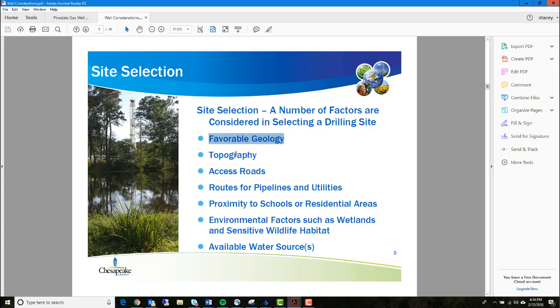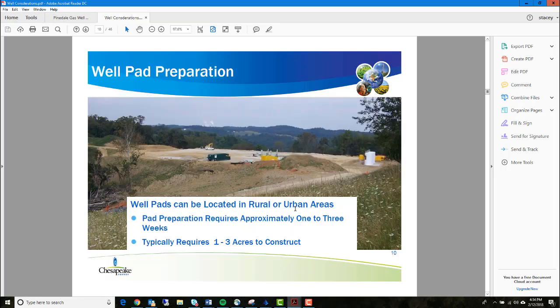The topography: where are you drilling? You could be drilling in really rough terrain, with a lot of earth movement, in swamps. How are the roads? Can you get over bridges? Can you get to these locations without having to build a lot? And then the routes for pipelines and utilities, the proximity to schools, residential areas, all those considerations.